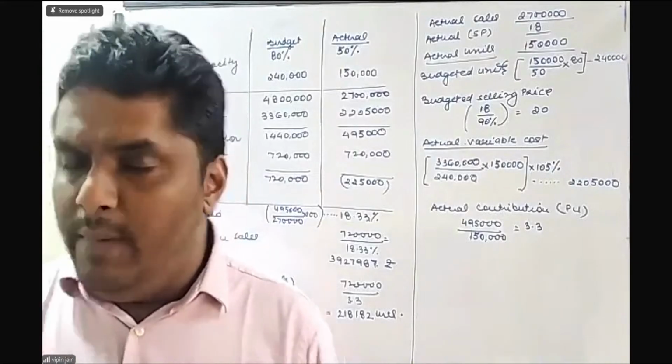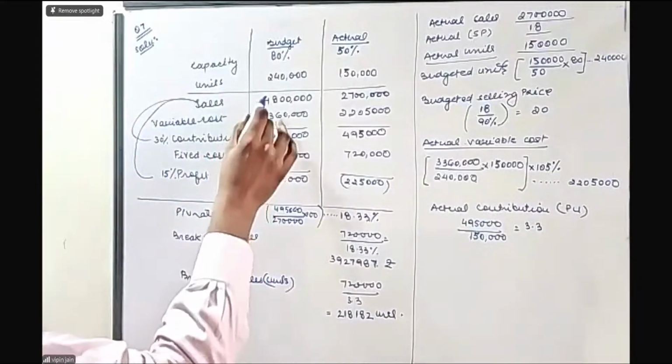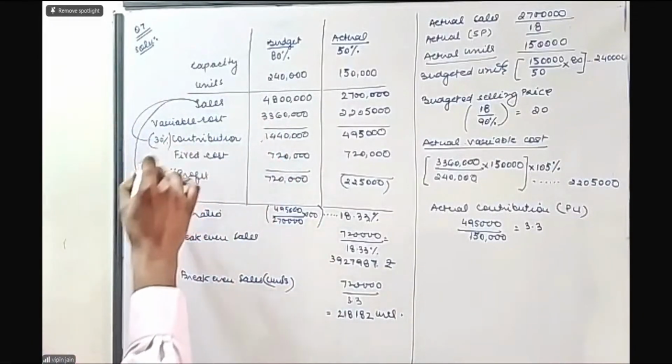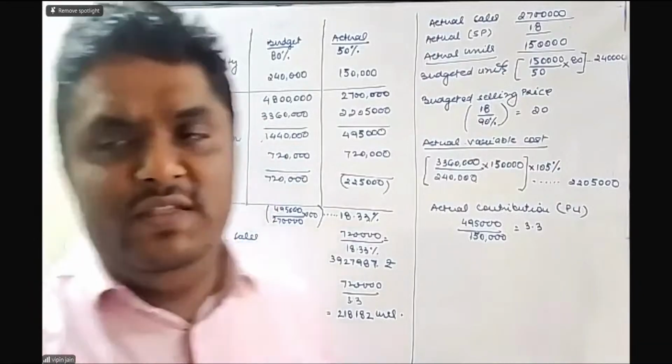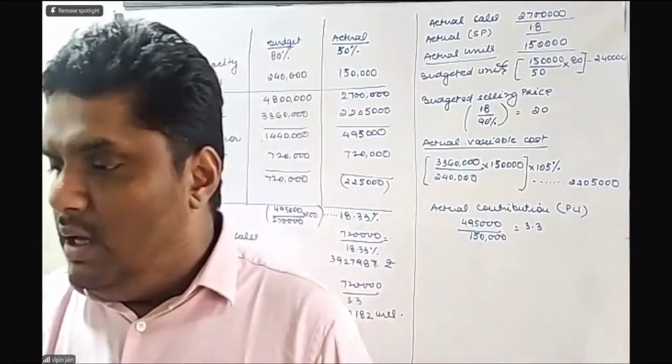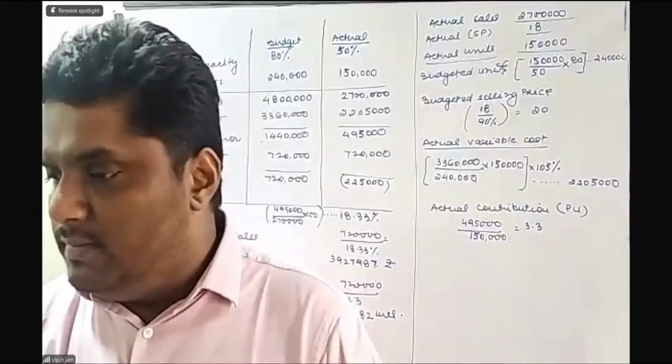It is given in the question, Apurva, that contribution is 30% of sales. It is given in the question. Profit is 15% of sales. It is given in the question. I'm not assuming these figures.